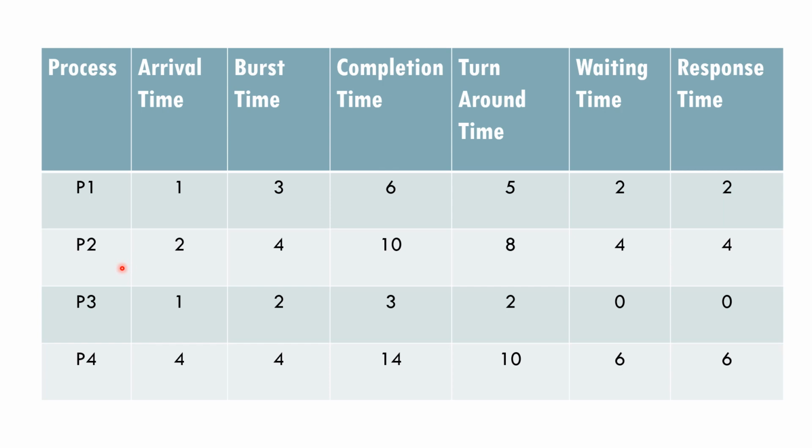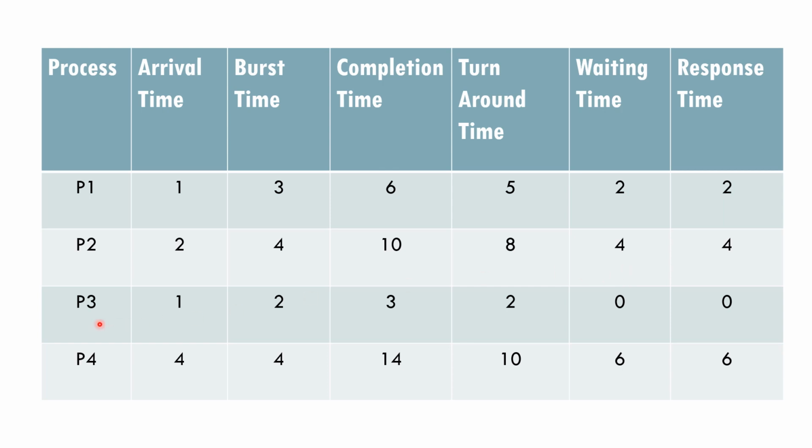Coming to the process P2, arrival time is 2 milliseconds, burst time is 4 milliseconds, completion time is 10 milliseconds. Turnaround time is completion time minus arrival time, that is 10 minus 2, 8 milliseconds. And waiting time is turnaround time minus burst time, that is 8 minus 4, 4 milliseconds. And response time is also 4 milliseconds.